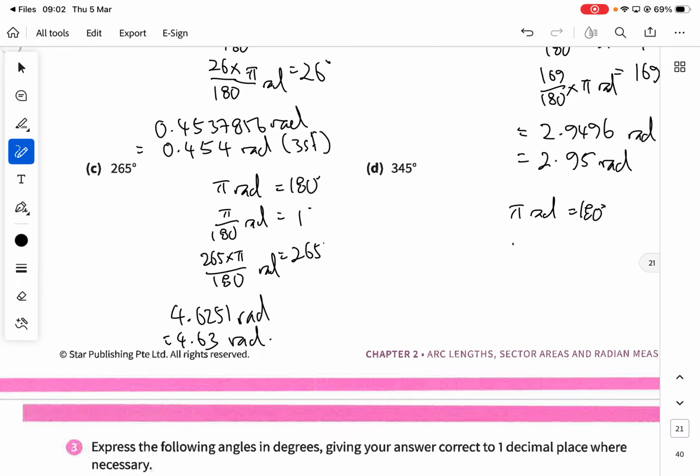Okay, all done. Part D. 6.2 radian, same. I start with pi radian is 180. Then 1 radian is 180 over pi. Then 6.2 radian will be equal to 6.2 times 180 over pi. Then key in the calculator.